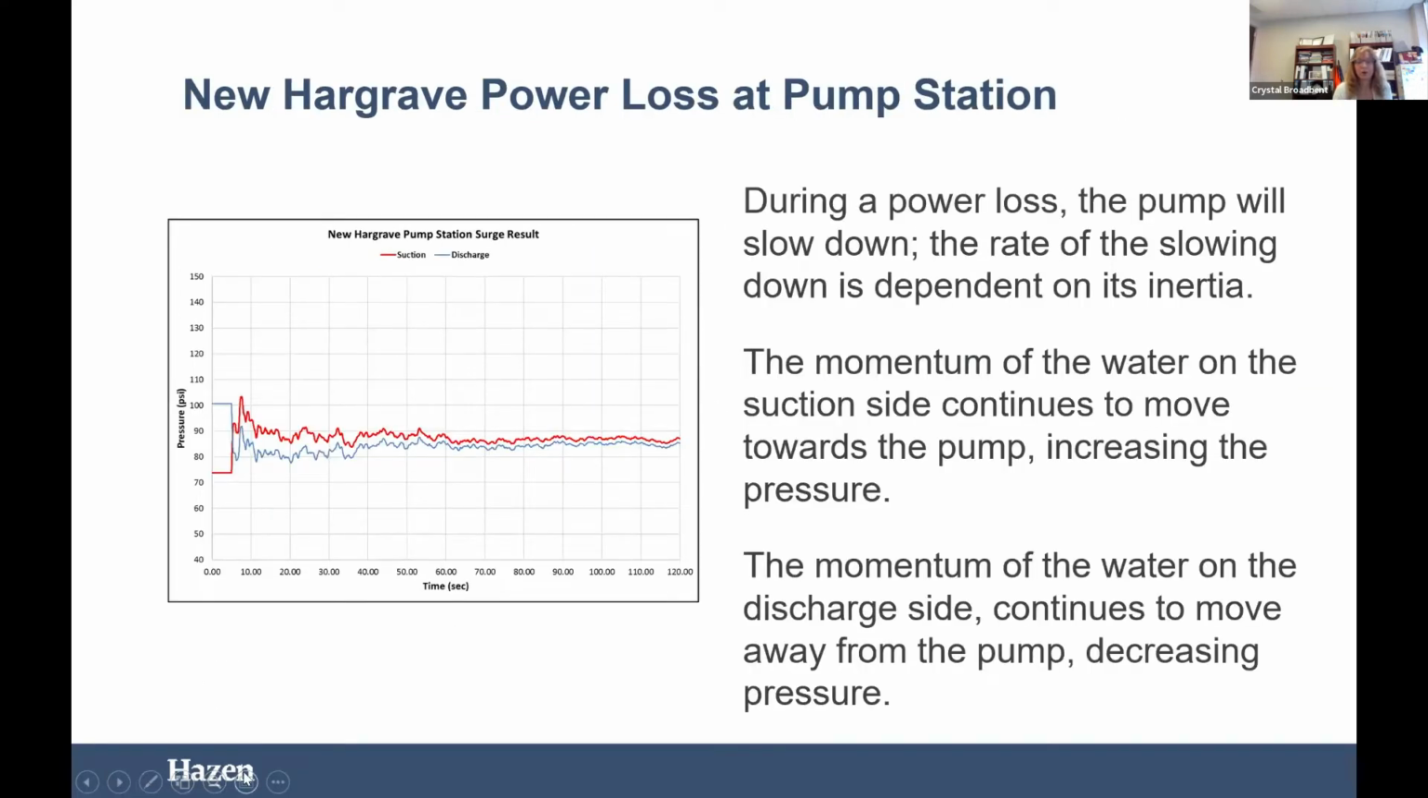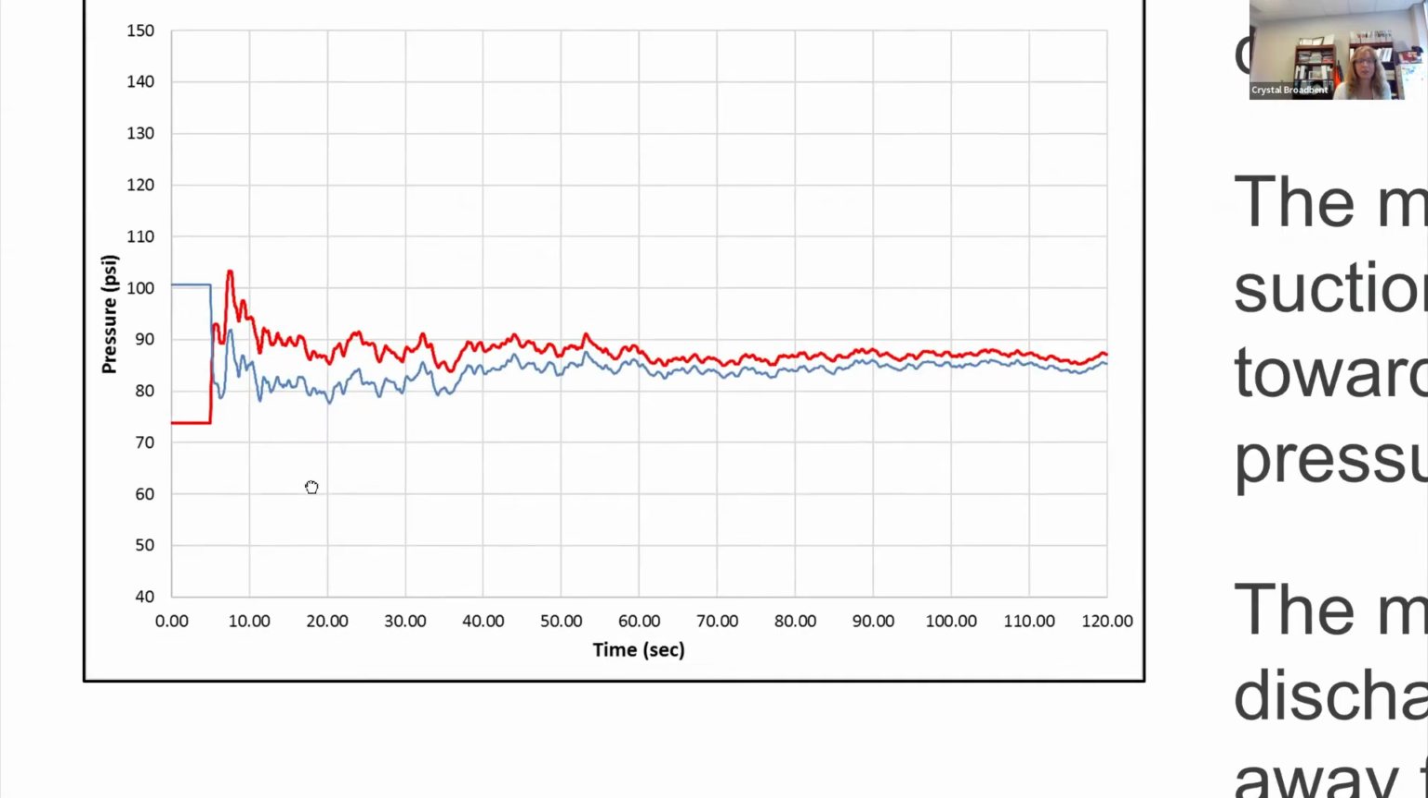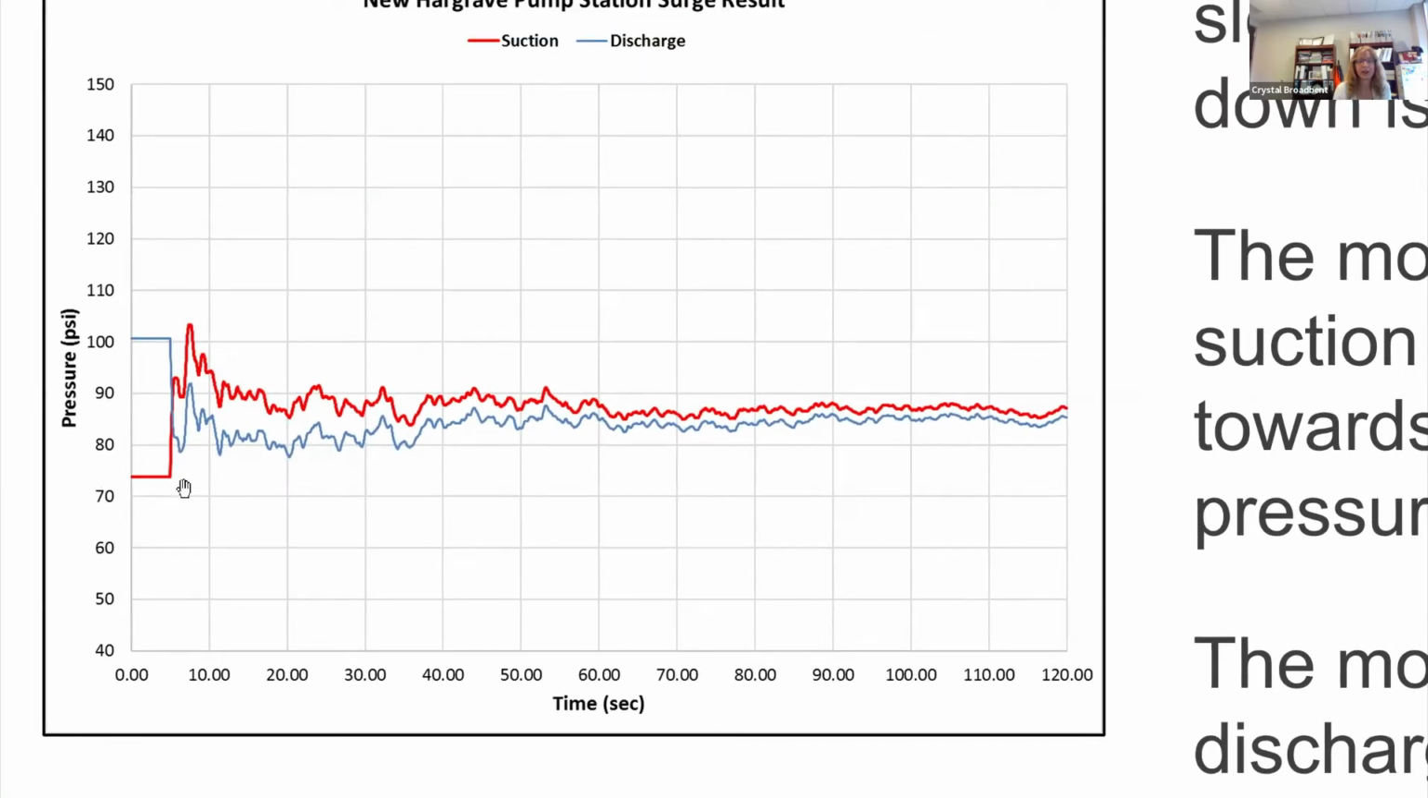So this is what we were noticing in the field, was that this flow was moving through the pump station. And that's because of this. During a power loss, the pump will slow down depending on the inertia. That's why the inertia value is really important to understand. But that momentum of water on the suction side, and let me zoom into here a little bit. So the momentum on the suction side is this red. So the water, the momentum still wants to move towards the pumps. And you can see that with the rise of pressure as well.